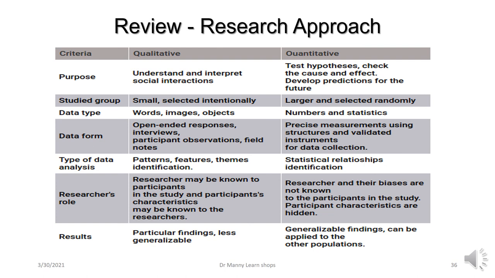The researcher's role in quantitative, well, the researcher and their biases are not known. They're supposed to be neutral to the participants in the study, and the participants' characteristics are typically hidden. When it comes to the results, in a qualitative study, the findings are typically less generalizable. I would argue that, but it says typically less generalizable from my perspective. However, the research findings in a quantitative are more generalizable and can be applied to other populations. This is the research processes. And sometimes there's a combination too, which they call a mixed methodology, where you combine both.